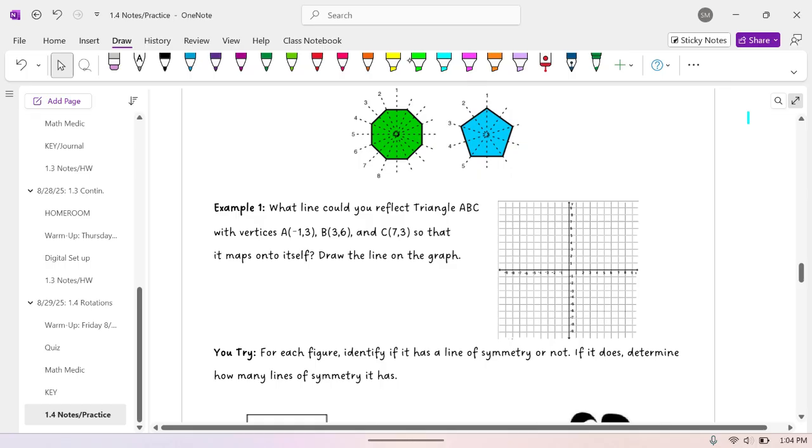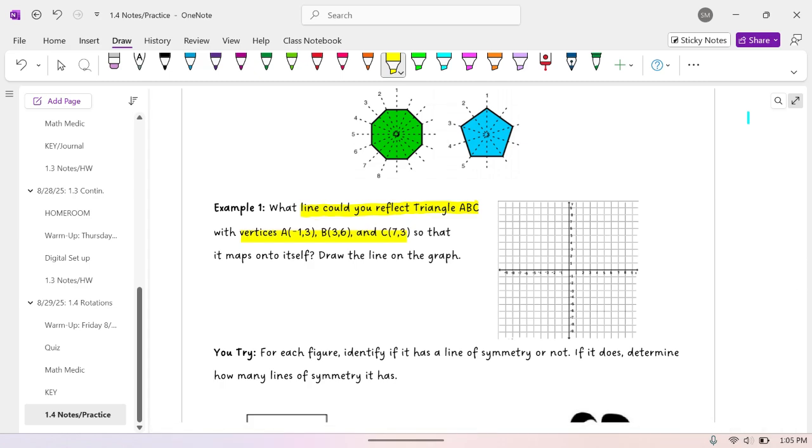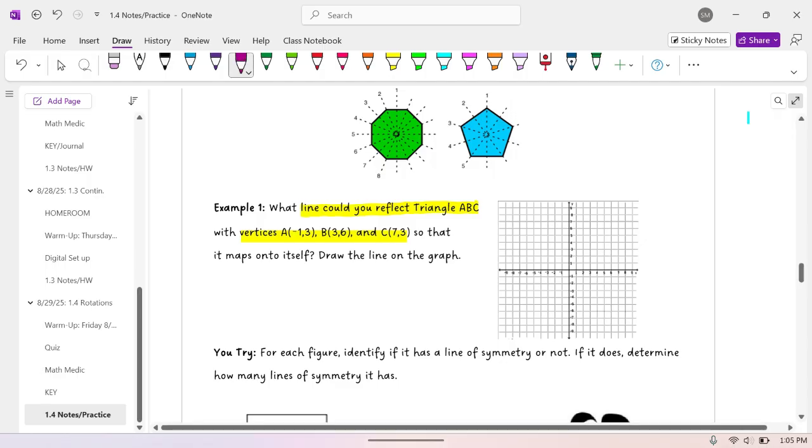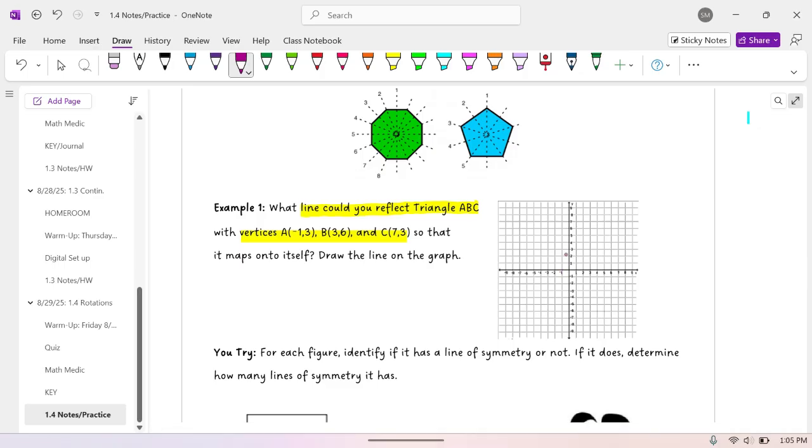Now, it's asking what line we could reflect triangle ABC with the vertices A, B, and C so that it maps onto itself. We're going to draw that line on the graph. So I am going to graph these points first. A is -1, 3. B is 3, 6. And C is 7, 3.